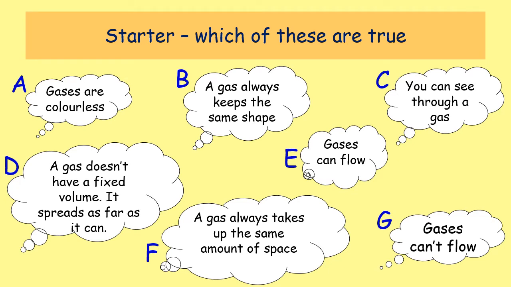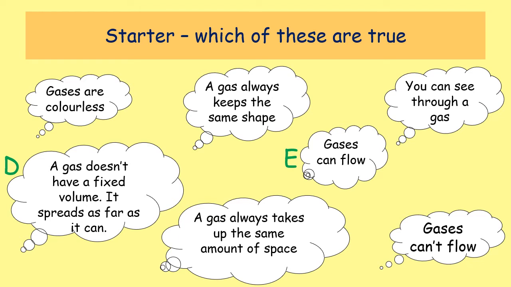Now this slide is the final one of these. It is all statements about gases. There's 7 this time. And as before, identify which ones you think are true. And if you pause the video now. So I'm hoping you have had time now to identify which ones you think are correct. The ones that are correct are D and E. So a gas doesn't have a fixed volume, it spreads as far as it can, and gases can flow.